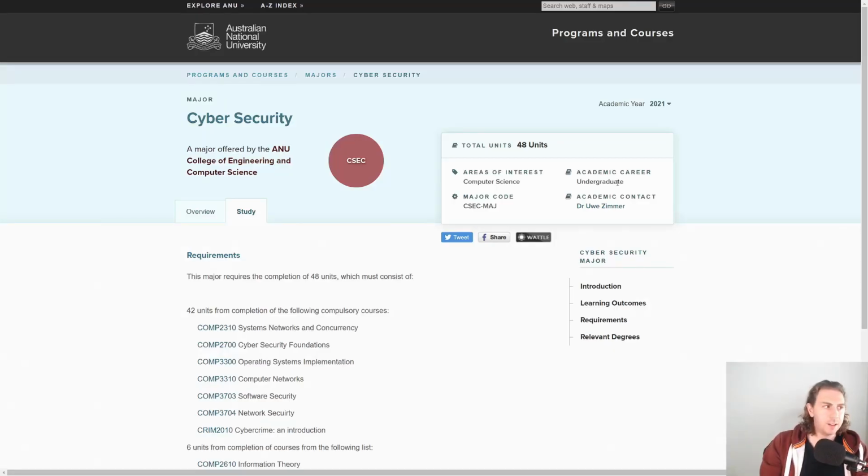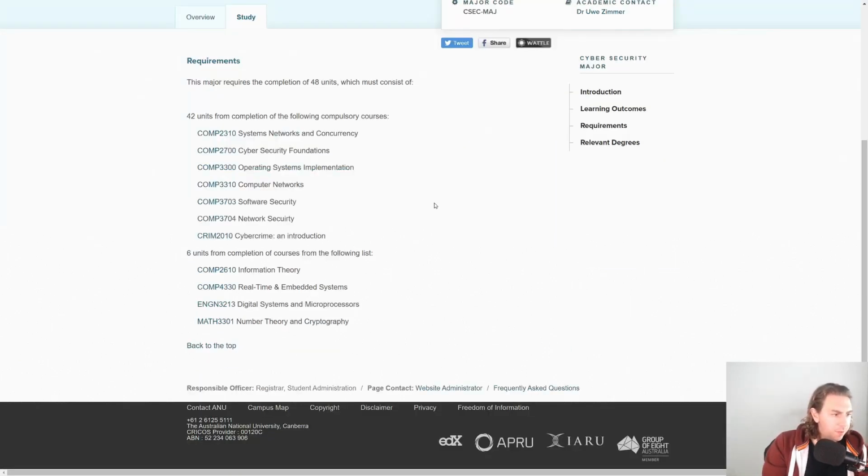Next, we'll look at Australian National University, which is Australia's top university. The cybersecurity offering here is a major on a computer engineering or computer science degree. So you have the following 7 core subjects being systems, networking and concurrency, cybersecurity foundations, operating system implementation, computer network, software security, network security, and an introduction to cybercrime. Then you have the electives of information theory, real-time embedded systems, digital systems and microprocessors, and number theory and cryptography.